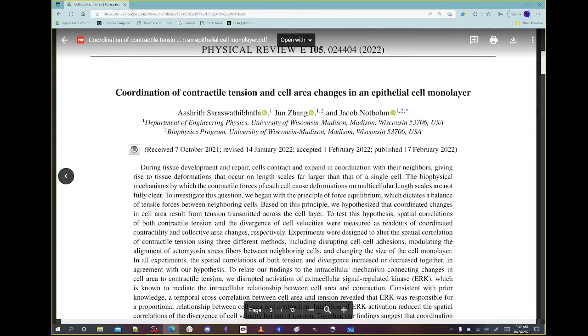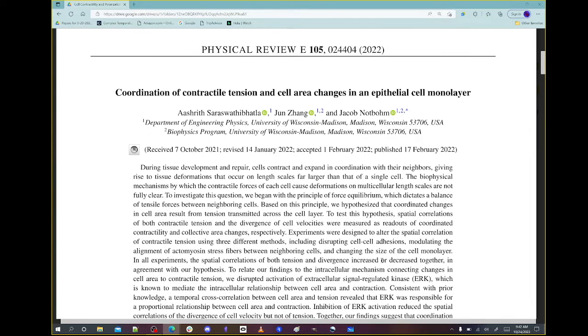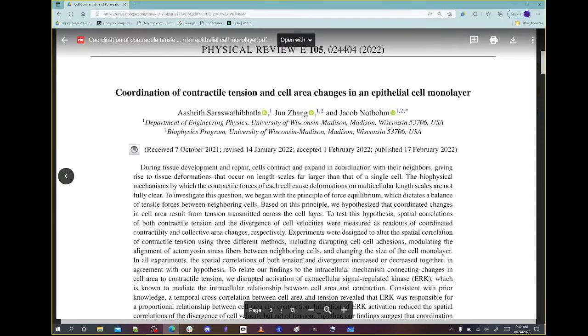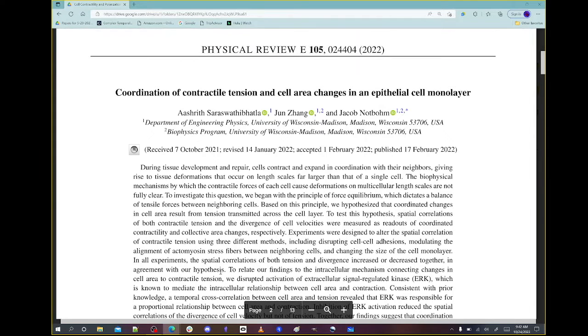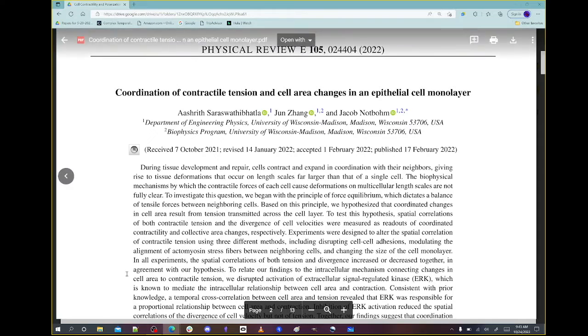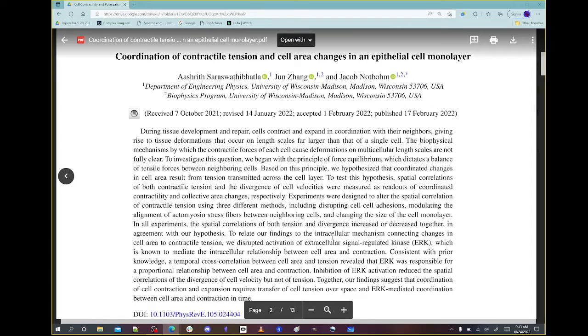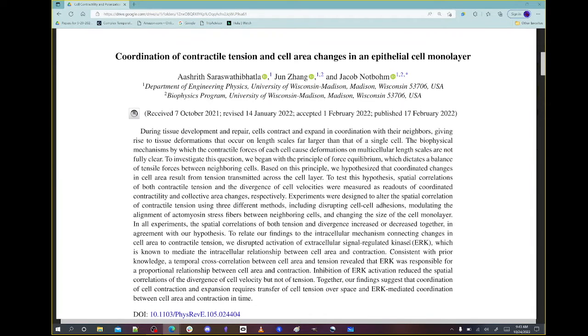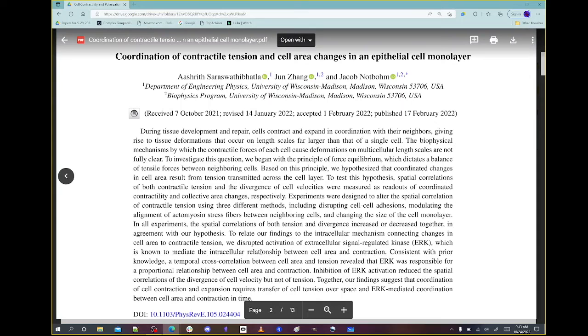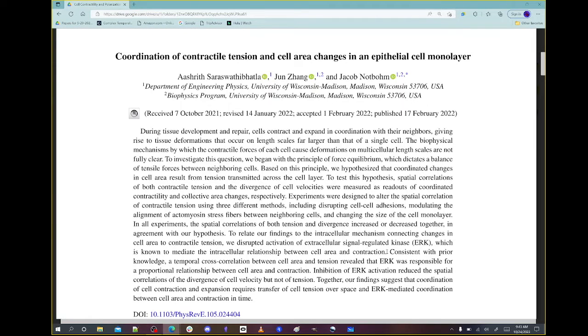So this is where the size is bigger or smaller. In all experiments of spatial correlation, both tension and divergence increased or decreased together. So this is tension and divergence in agreement with our hypothesis. I guess divergence is either that the cells are coming apart, they're adhering to each other less. To relate our findings to the intracellular mechanism connecting changes in cell area to contractile tension, we disrupted activation of extracellular signal-regulated kinase, or ERK, which is known to mediate the intercellular relationship between cell area and contraction.